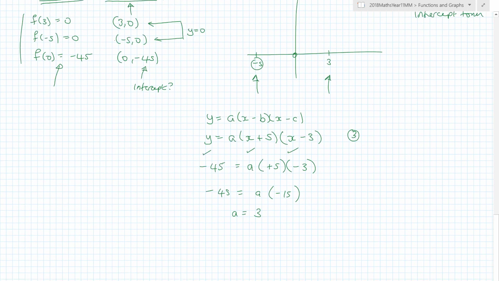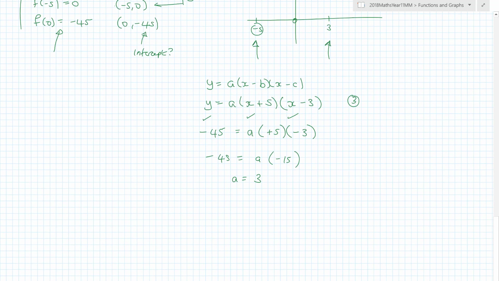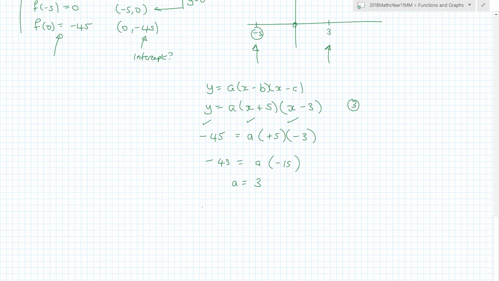And I'd have to form it. What does the question want me to do? Well, I never finished it off, so I would imagine it wants me to actually write it formally. So I'd have y is equal to 3, x plus 5, x minus 3.